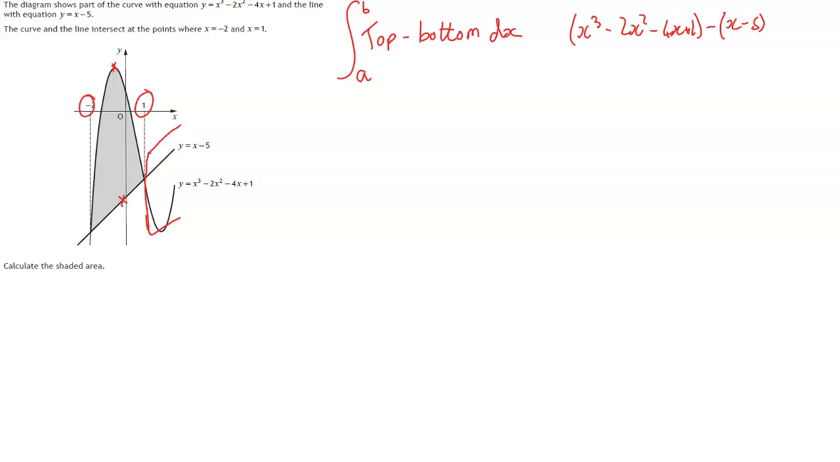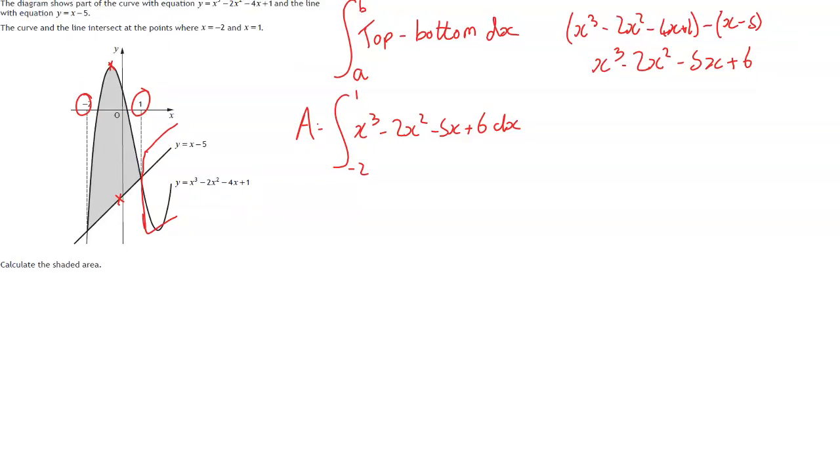So simplify this here. I've got x cubed minus 2x squared minus 4x plus 1. Take away the x minus 5. That'll give me x cubed minus 2x squared minus 5x plus 6. That is the function I'm now going to integrate. So what I'm now going to calculate is the area by doing the integral between my two limits, which in this case are the points of intersection, -2 to 1, of that function x cubed minus 2x squared minus 5x plus 6 dx, because I've got to say what I'm integrating with respect to.